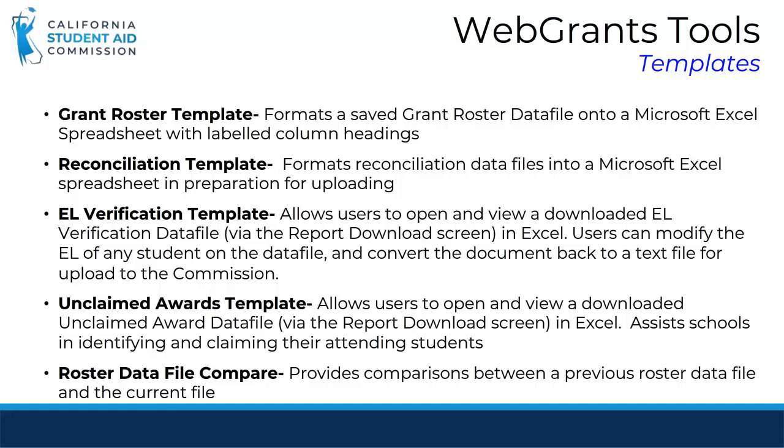The EL verification template tool formats education level verifications onto a spreadsheet for uploading. The Unclaimed Awards template assists in claiming your students who have not claimed their award via WebGrants for Students. Finally, the Roster Data File Compare tool will help you to compare roster changes from one week to the next. You can load rosters from 2 different weeks to compare the changes. We'll demo this for you on the next few slides.